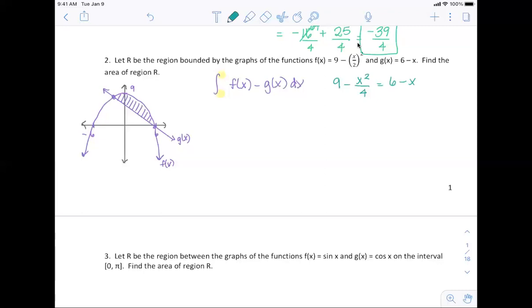And let's rearrange this first. X squared over 4 plus x plus 3 equals 0. Now if I multiply through by, I'm actually going to do -4 so that I make my first term positive. So that'll give me x squared minus 4x minus 12. That does factor to x minus 6 and x plus 2.